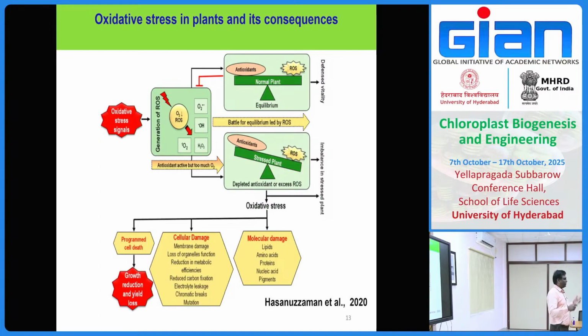Mainly, you all know that the main culprit is ROS, reactive oxygen species. These are the reactive oxygen species generated by the plants: singlet oxygen, peroxides, hydroxyl radicals and H2O2. So these radicals mostly affect the plant. The plants get affected if they generate all of these. These are called oxidative stress signals. Whether all of them are produced by the drought stress, that's what we'll see here.